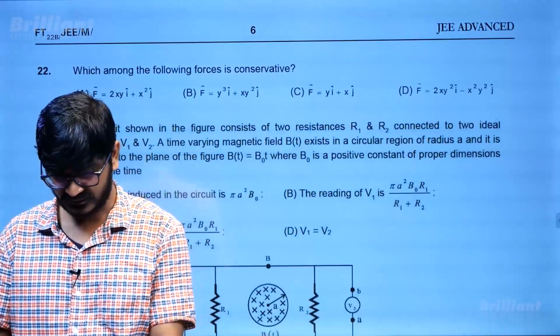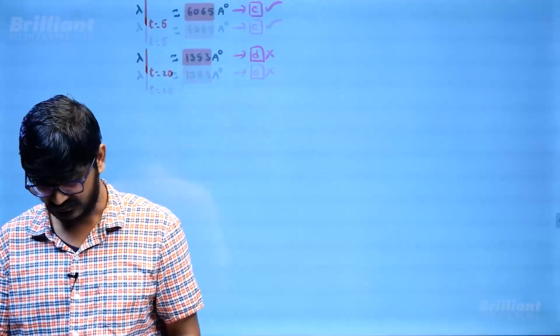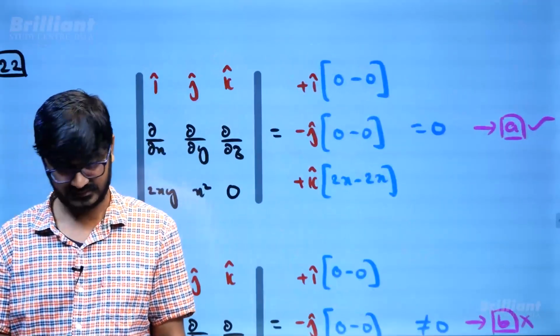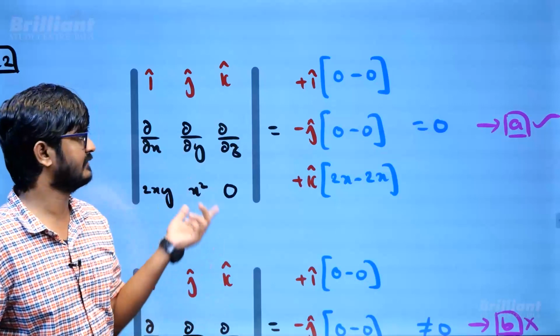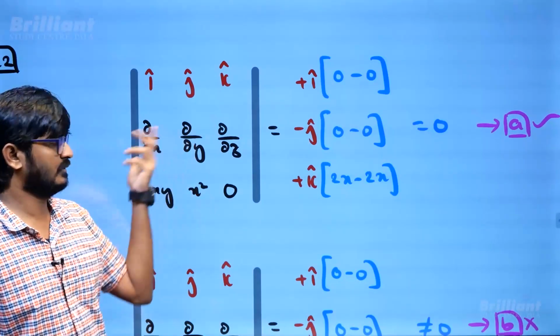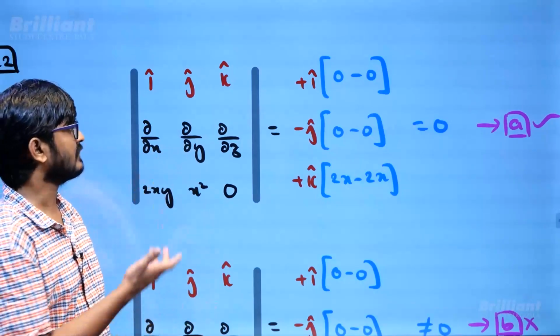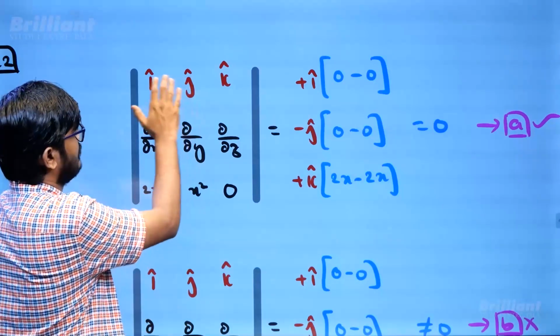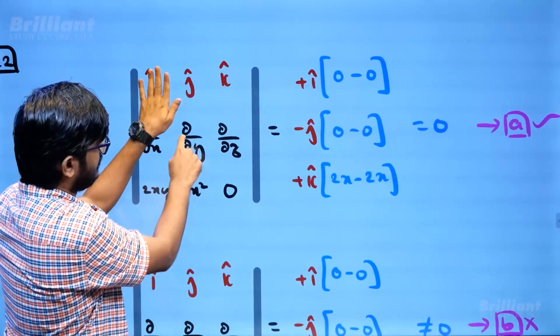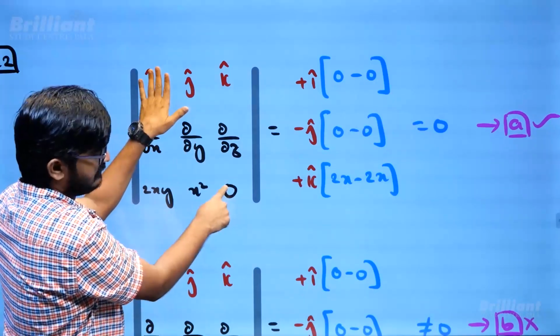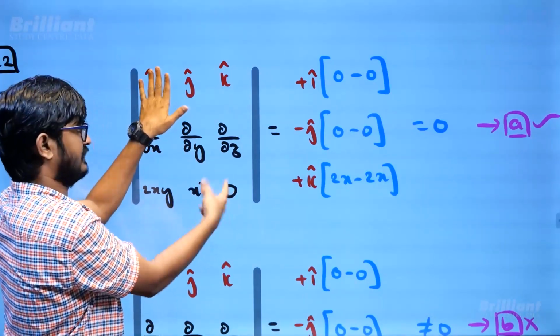Which among the following forces are conservative? You people must be doing this in the class, right? The easiest way is to check that the curl is 0. So you will be putting the modulus, and this is called curl, right? When you take it, the first one you will be taking this into this, which is going to be 0. Differentiation of 0 is 0.